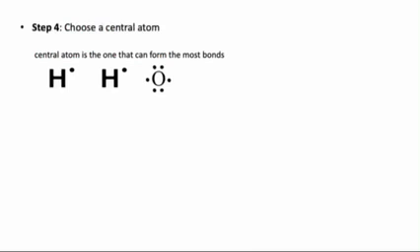Step 4, choose a central atom. A central atom is the one that can form the most bonds. So we see here in hydrogen we have 1 free electron, so it can form just 1 bond, whereas oxygen has 2 free electrons. Note that these two are not free electrons, they are lone pairs, and lone pairs cannot form bonds. So it has only 2 free electrons that can form a maximum of 2 bonds. So oxygen can form more bonds than hydrogen, so it is our central atom.